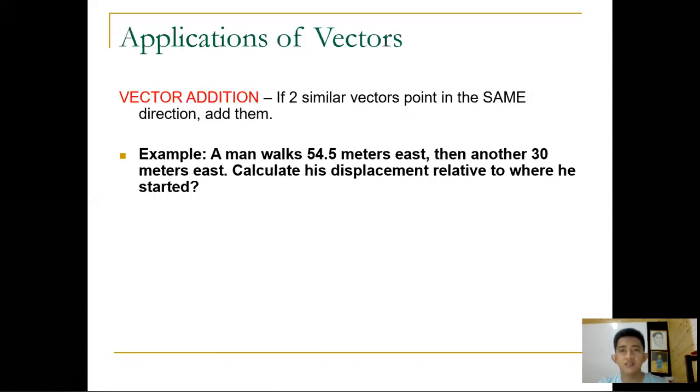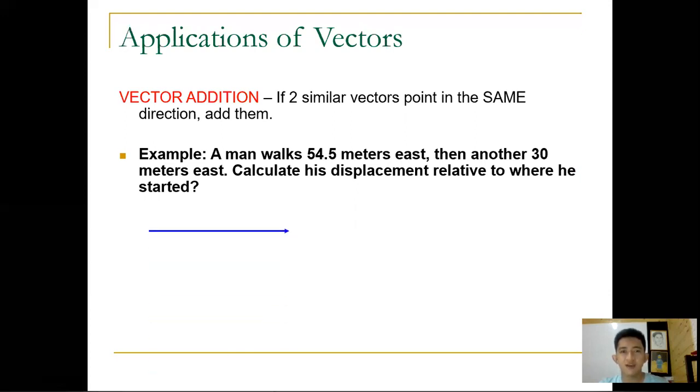Let's try to add vectors. If two similar vectors point in the same direction, then we add them. For example, a man walks 54.5 meters east, and then another 30 meters east. We calculate his displacement relative to where he started.